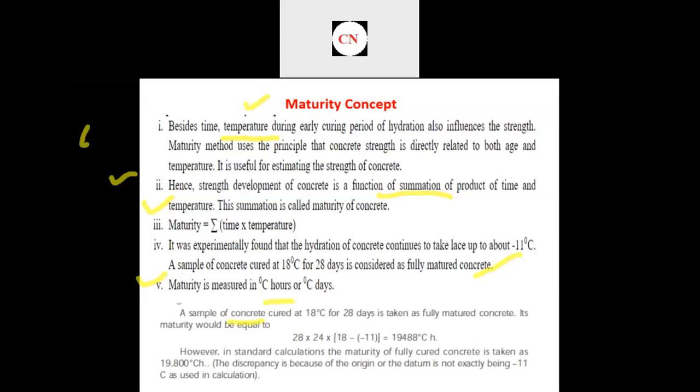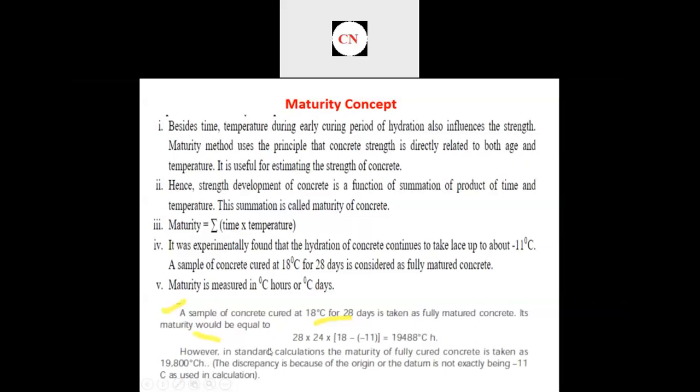So let us discuss an illustration at this point, with the help of which we can understand the maturity of concrete. Let us say a sample of concrete is cured at 18 degrees centigrade for 28 days for its complete maturity.